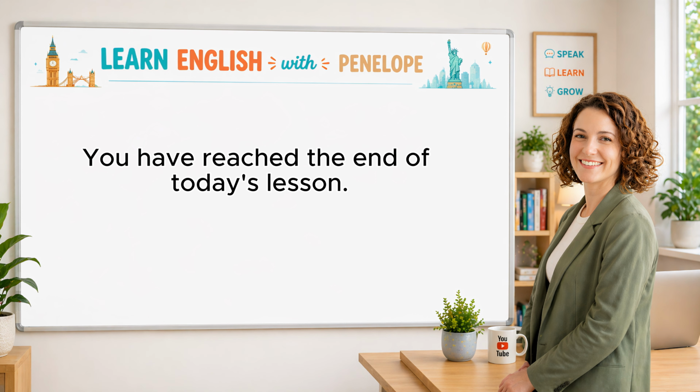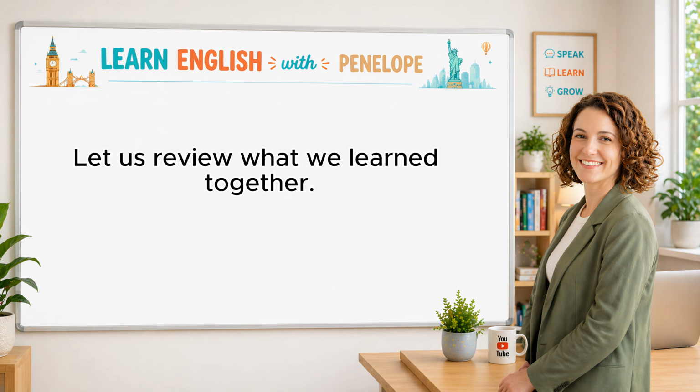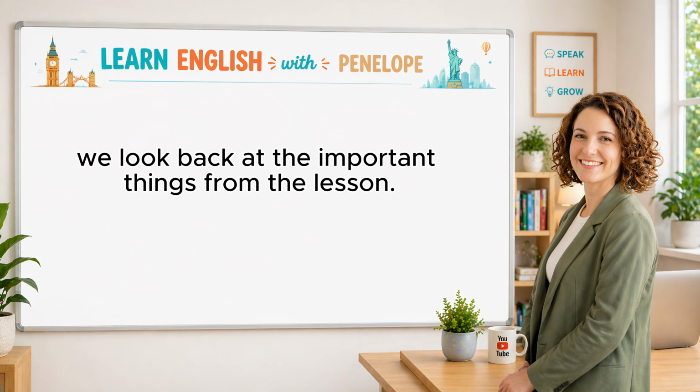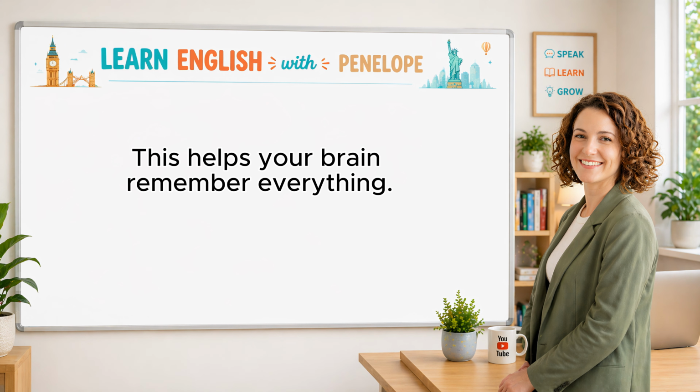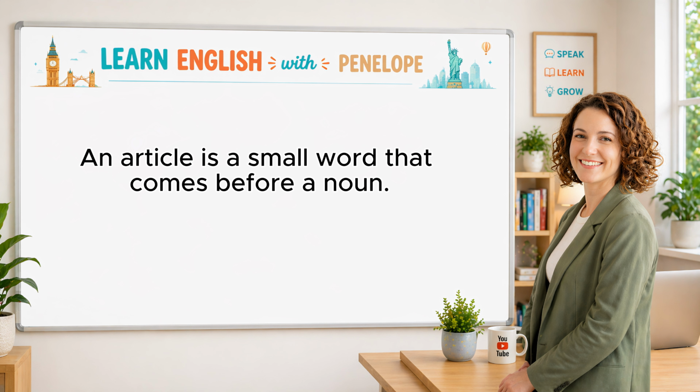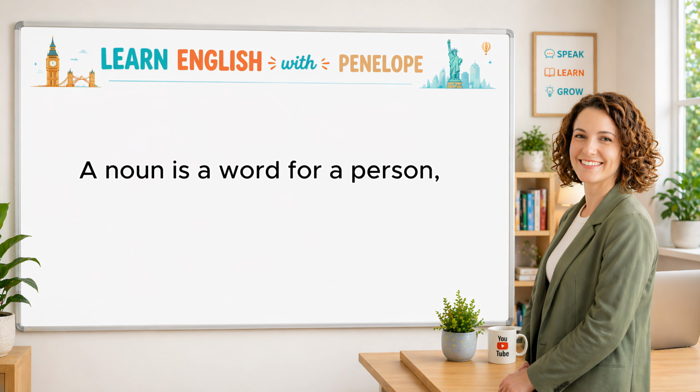Wonderful! You have reached the end of today's lesson. Let us review what we learned together. A review means we look back at the important things from the lesson. This helps your brain remember everything. Number 1, A is an article. An article is a small word that comes before a noun. A noun is a word for a person, a place, or a thing.